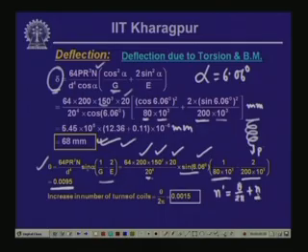N is the number of turns that we had initially, and n dash is the number of turns that have been introduced after this angular rotation. So, the increase in the number of turns is n dash minus n, which is equal to theta by twice pi, and this is what has been computed over here. Theta by twice pi gives us a value of 0.0015.